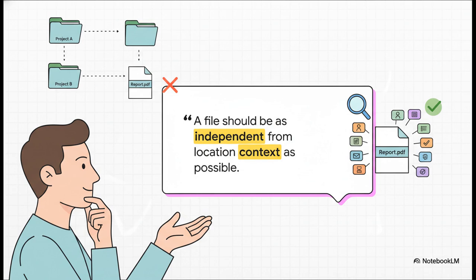And this quote really gets to the core of the whole debate. A note, or indeed a file, should be as independent from location context as possible. What does that really mean? Well, think about it. The big knock against a system like Johnny Decimal is that if you move a file, its whole identity is gone because its identity was its location. The real goal, the holy grail, is to have a file where the name itself tells you everything you need to know, no matter where you find it.